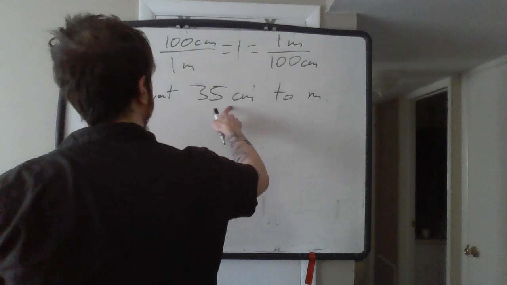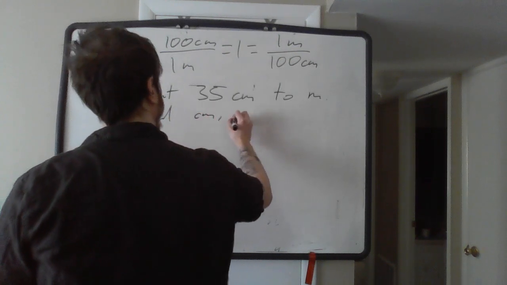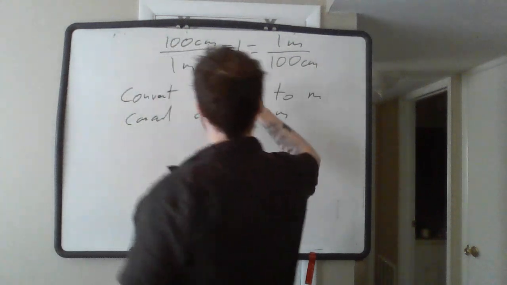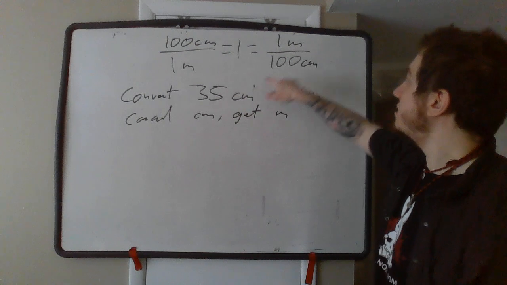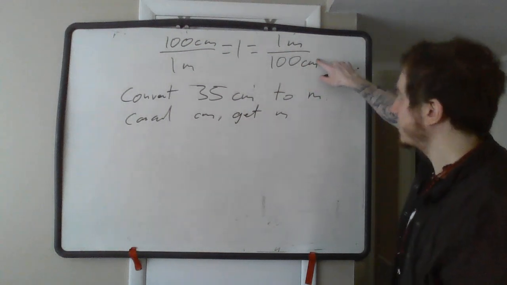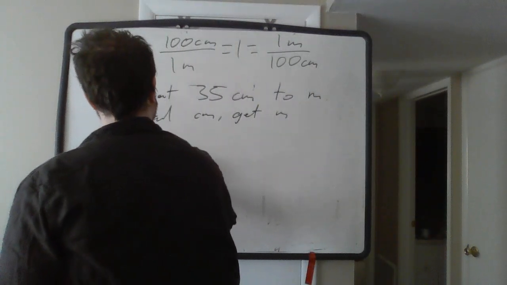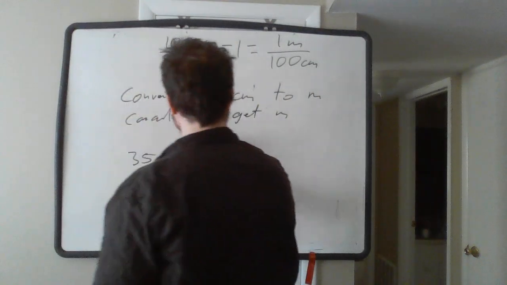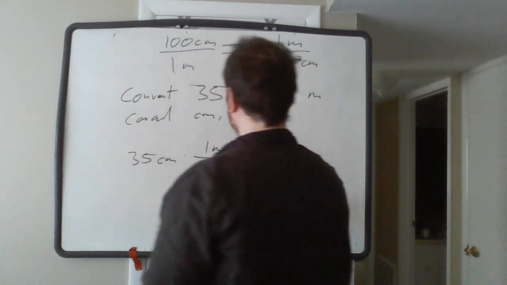So I'm going to do the same kind of idea. I want to cancel centimeters and get meters. So which one of these do you think I should use? Well, if I want to cancel out the centimeters, I need centimeters in the denominator. That's what I've got over here. So we're going to take 35 centimeters and multiply this by 1 meter over 100 centimeters.